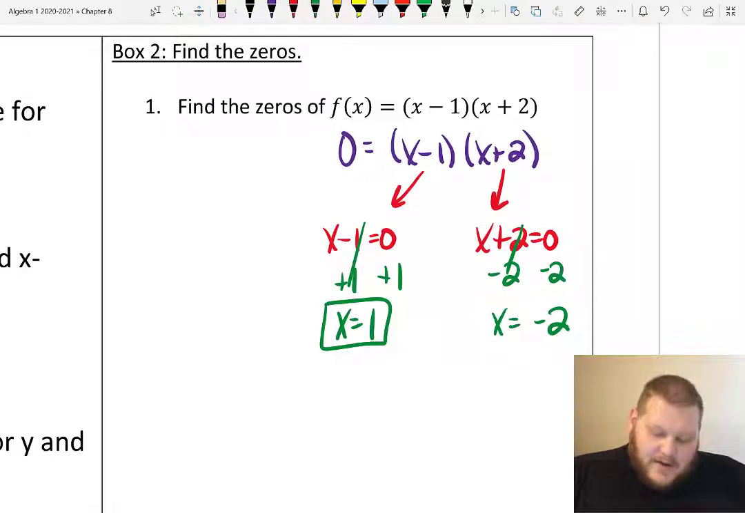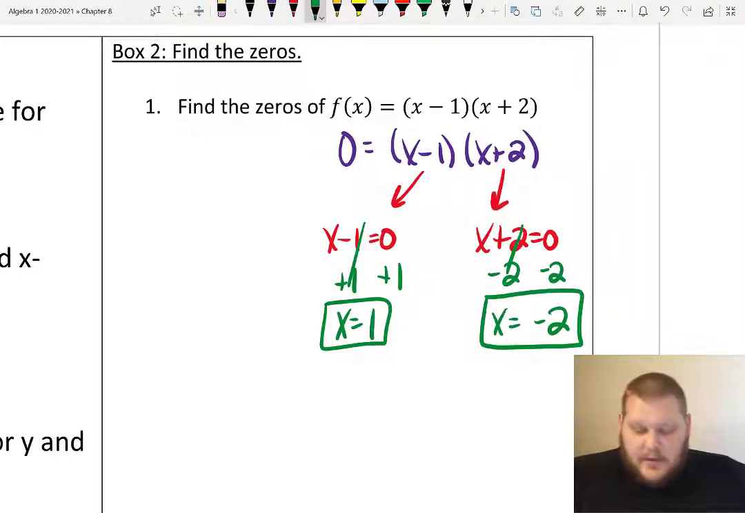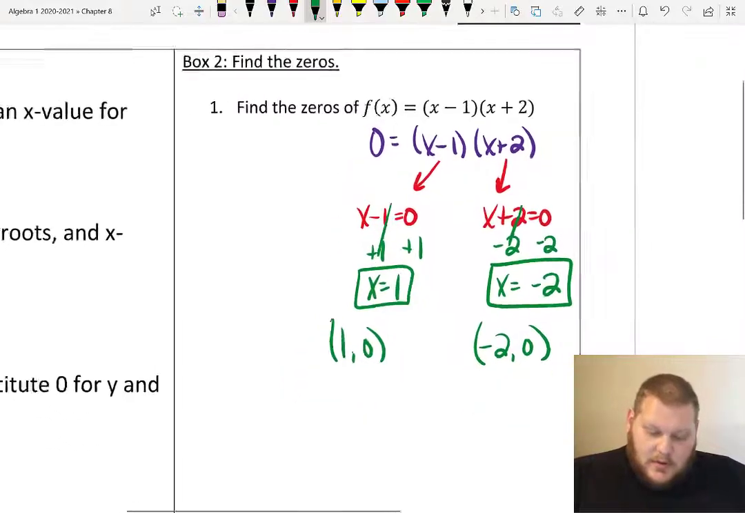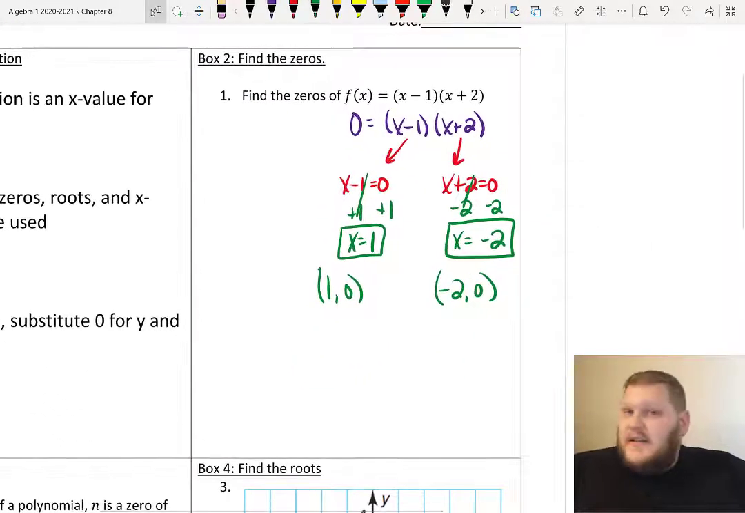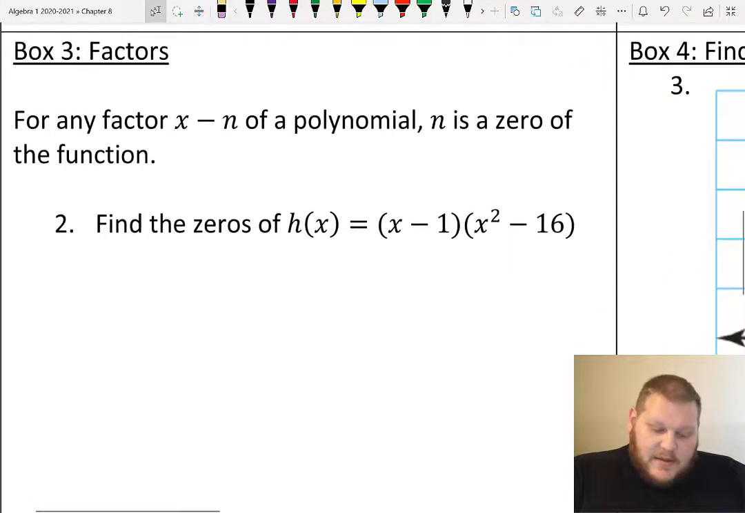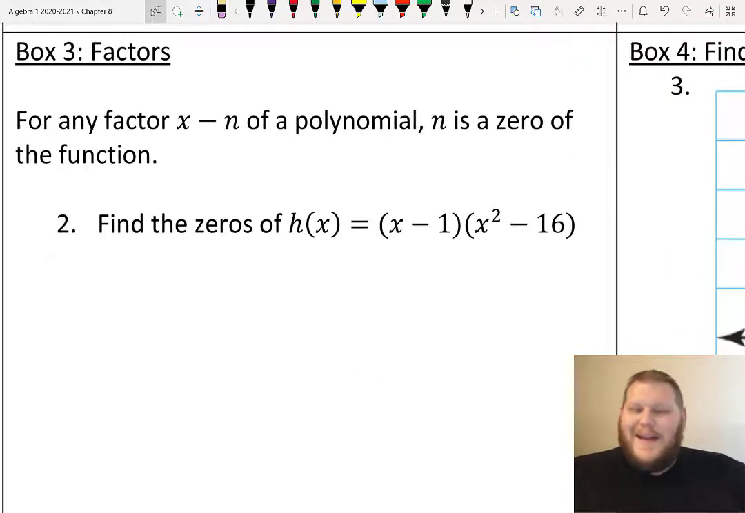Depending on how they phrase it, you could leave it like that. If they want it as coordinates, then (1, 0) and (negative 2, 0) would be those two coordinates. All right, so that's finding zeros. Not anything different, just a different name. In box 3, now we're looking at something that's a higher level polynomial. So not something you necessarily have to graph, but we still can find the zeros of a higher degree polynomial.